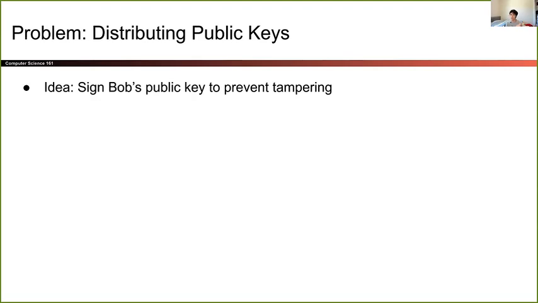Here's an idea. What if we sign Bob's public key? This way, no one can generate a signature without Bob's private key. So a signature on Bob's public key should verify that this public key actually belongs to Bob. What's the problem with this? I guess, spoiler alert, there's a problem with this. What's the problem?